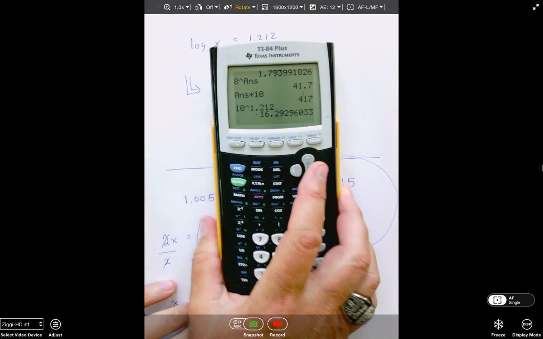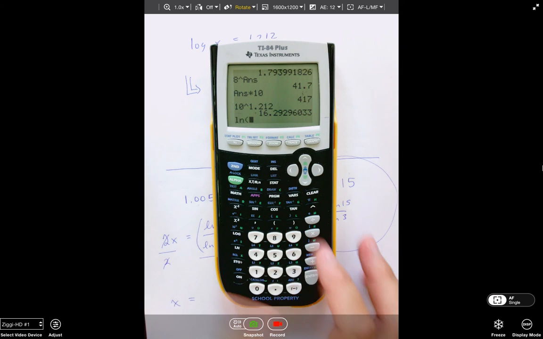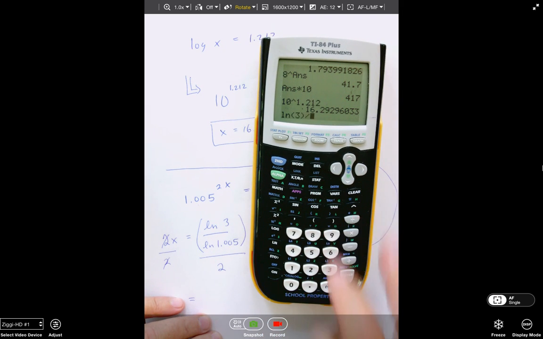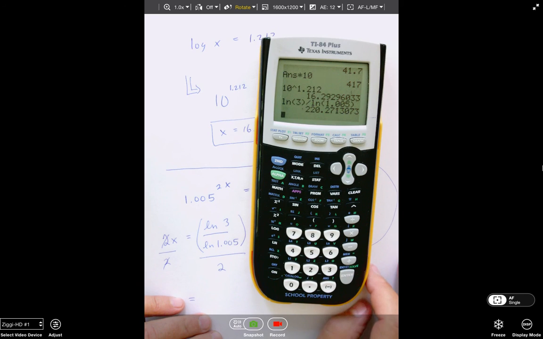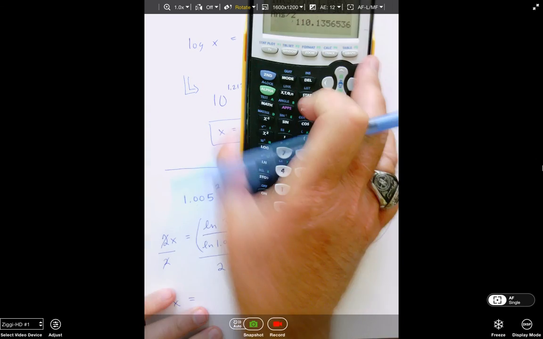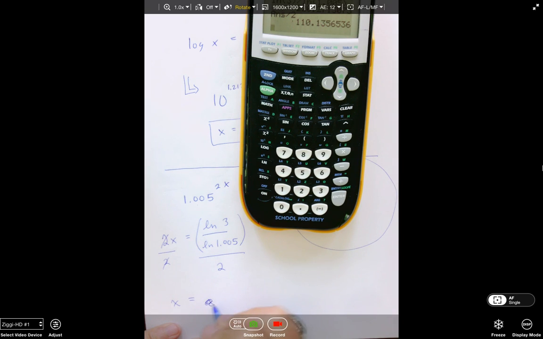Now, there's a lot of stuff going on here, so I'm going to go baby steps. Natural log of 3 divided by the natural log of 1.005. And then I'm going to divide that by 2. So my answer is 110.1357.